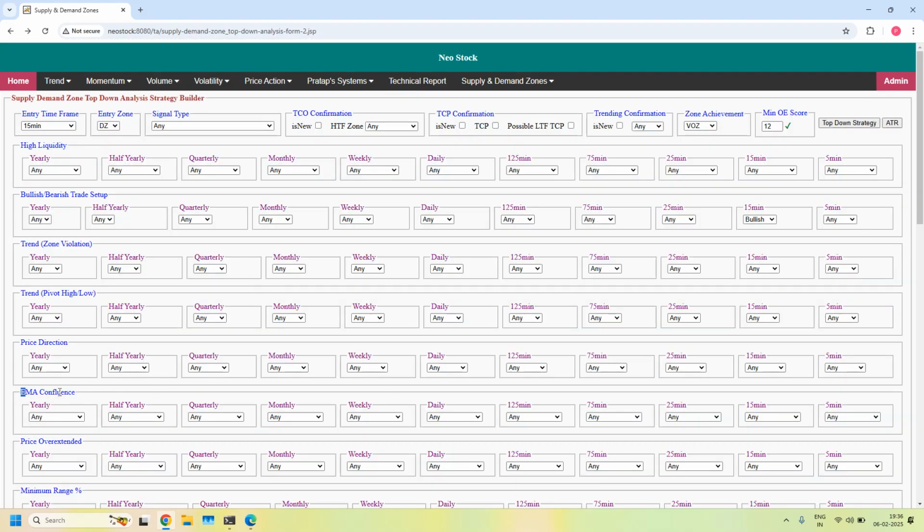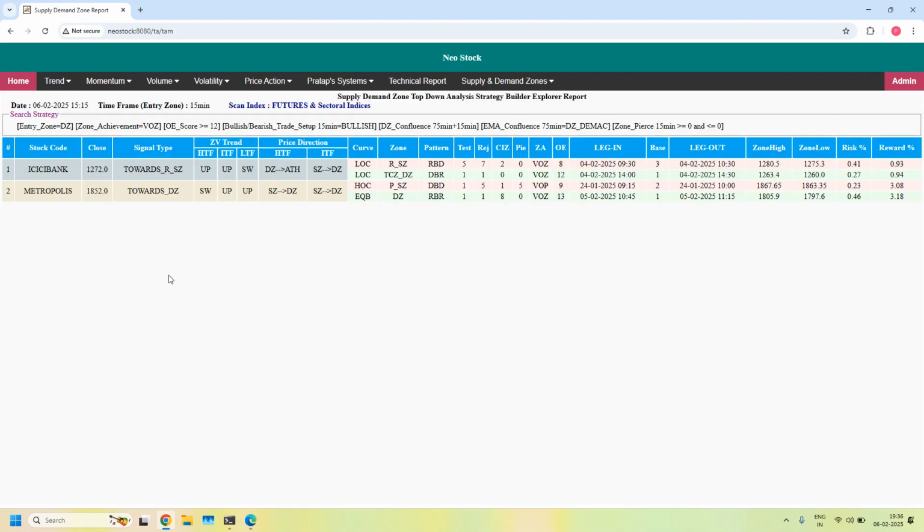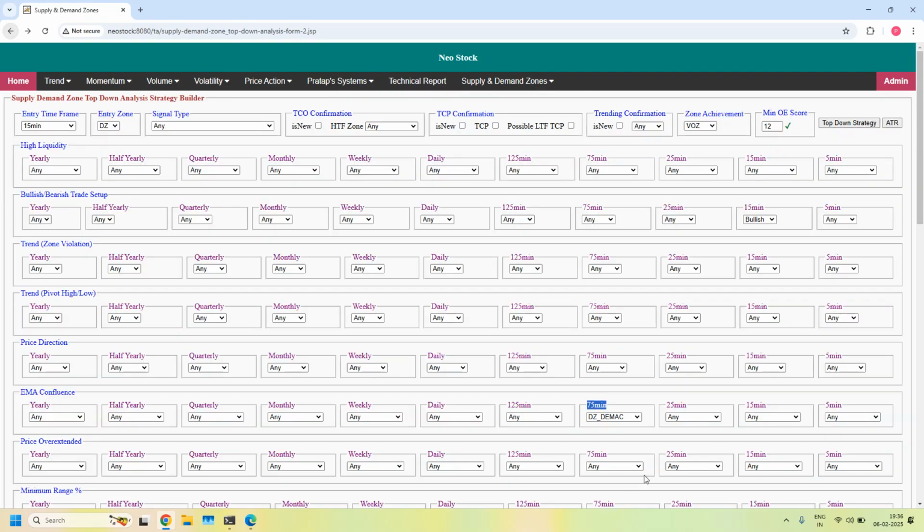In the EMA confluence at 75 minutes time frame, I am setting the filter 75 minutes demand zone having daily EMA confluence. With this filter, we got 2 stocks. So these two 15 minutes demand zones are even more high probability trade setup supported demand zones. Okay, next filter is LTF, ITF and HTF demand zone confluence.